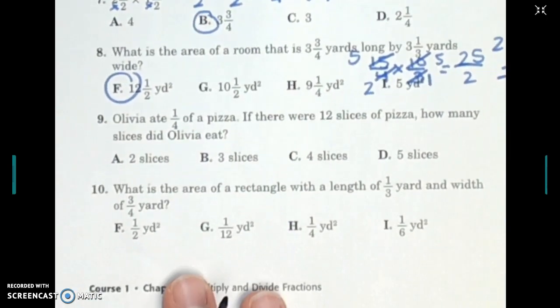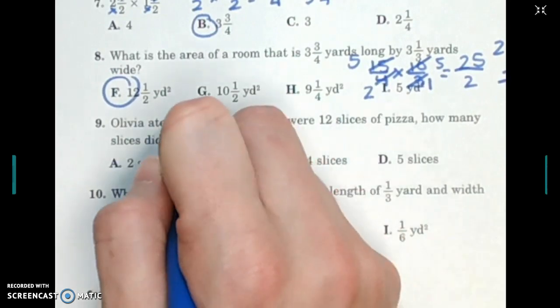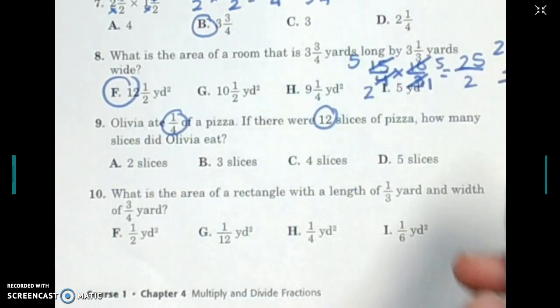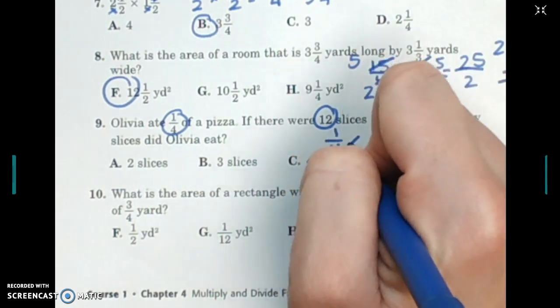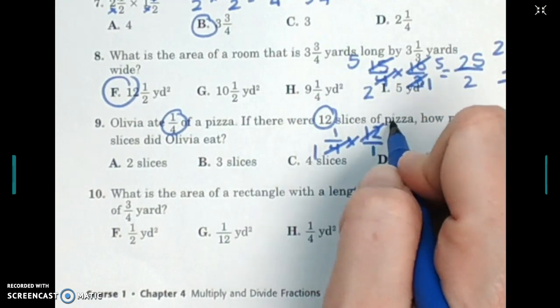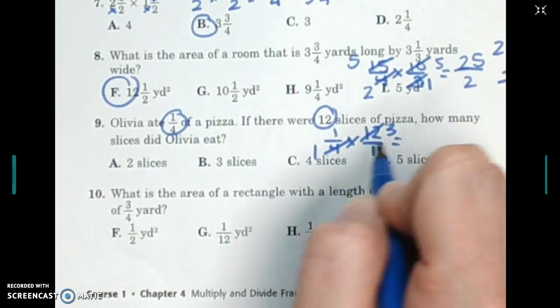Number 9. Olivia ate 1/4 of the pizza. If there are 12 slices, how many slices did she eat? So 1/4 times 12 over 1. Cross the 4 out, make it a 1. And 4 goes into 12 3 times. So our answer is 3.